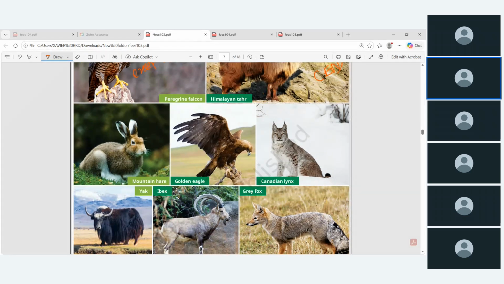Then there is the mountain hare, nothing else, the wild hare, the mountain hare. This category is least concern, LC. And the golden eagle is also least concern. Then the Canadian lynx is also least concern. It is a native of North America, and the majority of the species are found there.